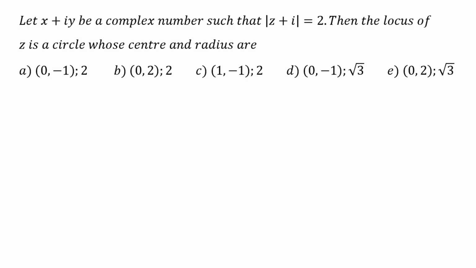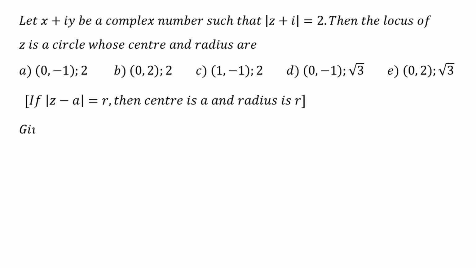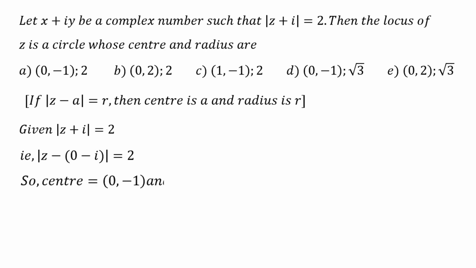The equation of a circle in complex form is modulus of z minus a equals r. Here the center is a and the radius is r. So take modulus of z plus i equals 2. This can be converted to modulus of z minus a complex number (0 minus i) equals 2. The complex number 0 minus i represents the ordered pair (0, minus 1). So this is of the form modulus of z minus a equals r. Here a is (0, minus 1) and r is 2. So the center is (0, minus 1) and the radius is 2. So the correct choice is A.